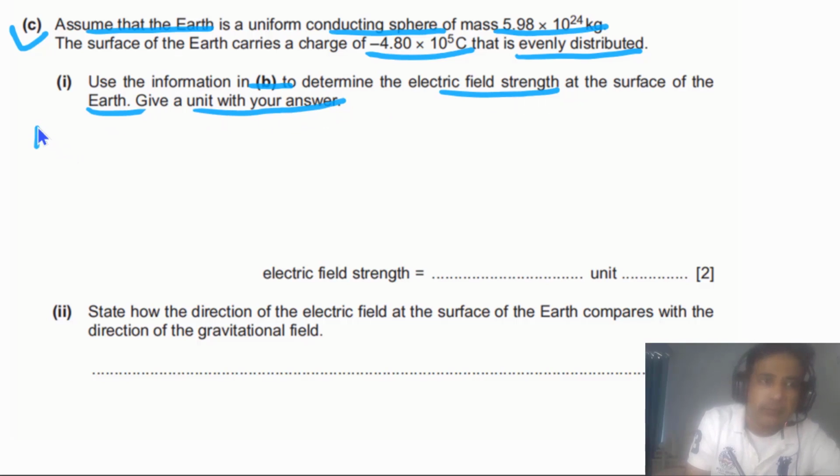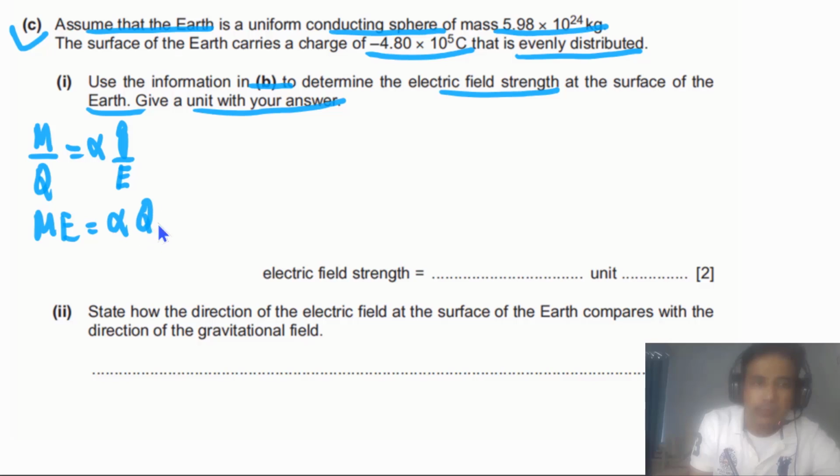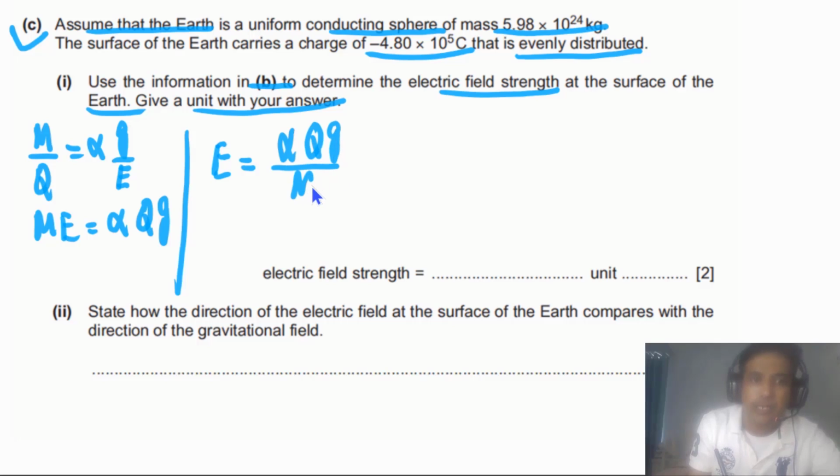In the last part, we have already discussed that m over q is equal to alpha times g over capital E. And if we cross multiply, we can write down m times E. This will be equal to alpha times capital Q times small g. And from here we can write down E. This is equal to alpha times Q times G divided by capital M.